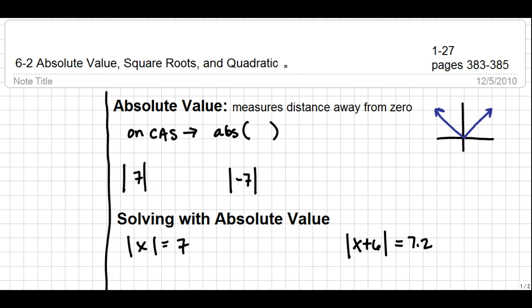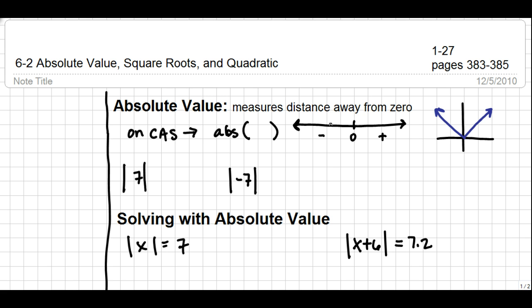First topic for the lesson is on absolute value. I'm hoping most students already know what absolute value is, so this is hopefully going to be a review. Absolute value measures a distance away from zero. I usually instruct students to imagine a number line, usually with zero in the middle, positive numbers to the right, negative numbers to the left. So if you're measuring something's distance away from zero, know that you could be going to the right or to the left, or possibly both.